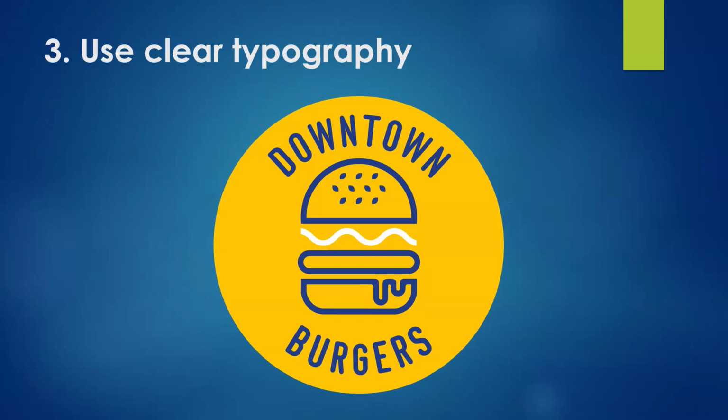Number three is a simple one. Use clear typography that is easy to read. So typography is just your text or your font. As you can see here, Downtown Burgers, super simple to read. It's a very plain font, nice big letters, and they stand out nicely in this logo, okay? You need to make sure your text is easily readable.